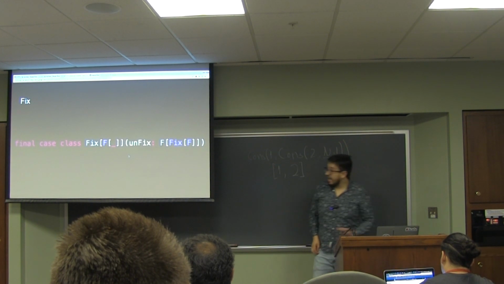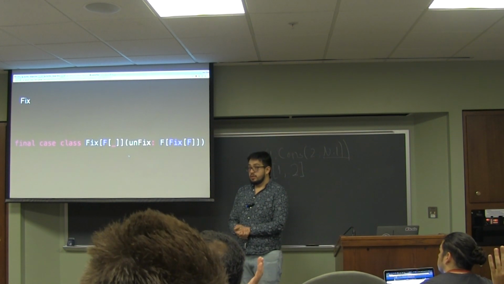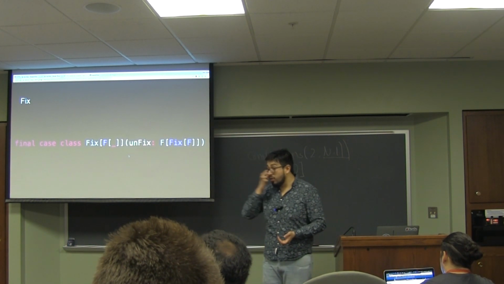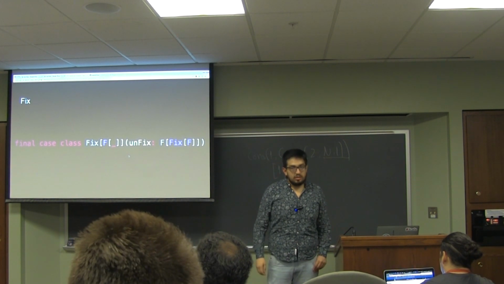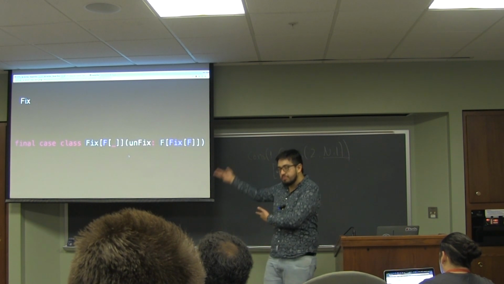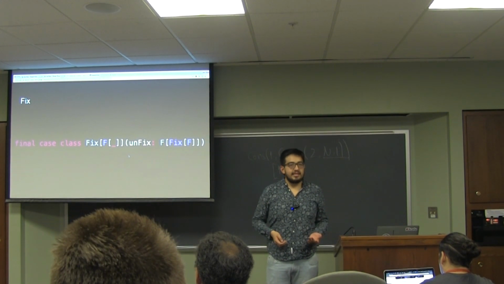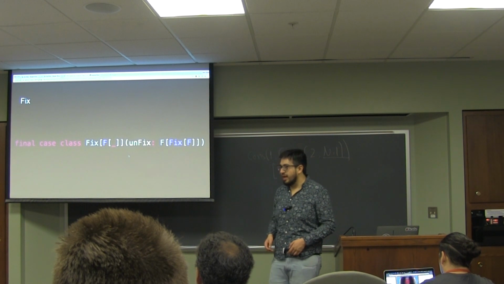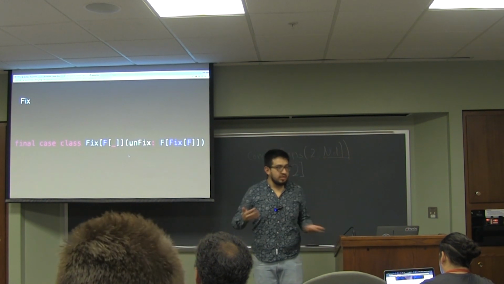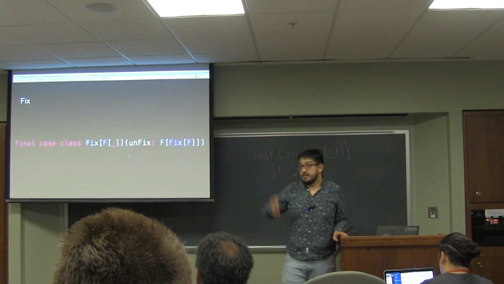Let's look at fix. Who here has seen fix before? Okay, so can someone explain to me what fix is, what fix does, what it is for? What is the fixed point combinator? This is a fixed point combinator at the type level. You can also have a fixed point combinator at the term level, which I guess is more common in the lambda calculus, but in this case it is at the type level. Can someone explain to me what the fixed point combinator is?